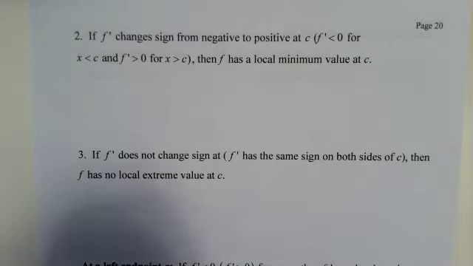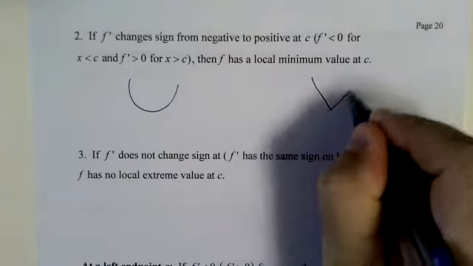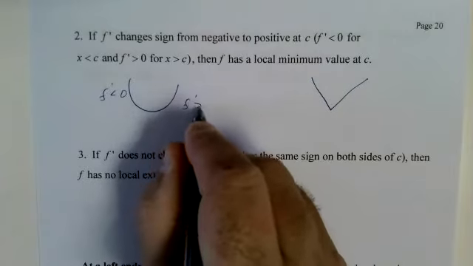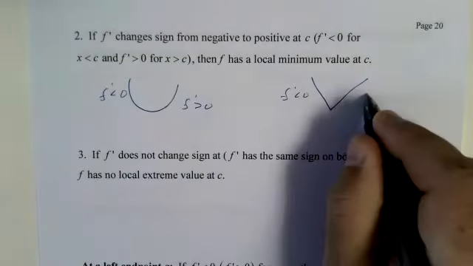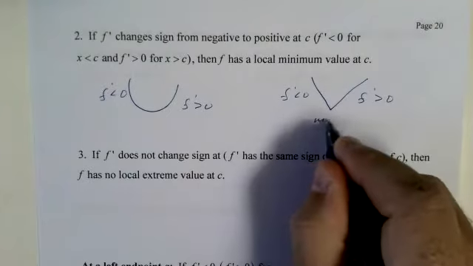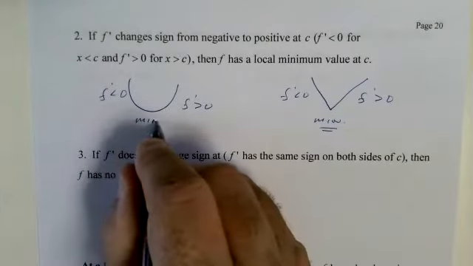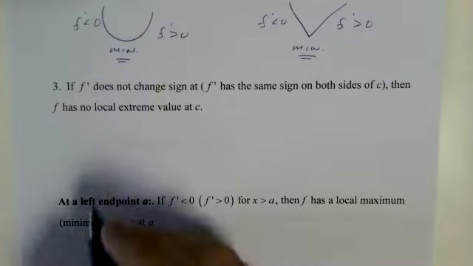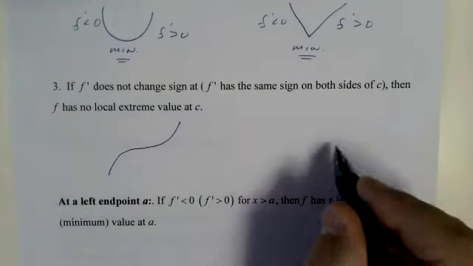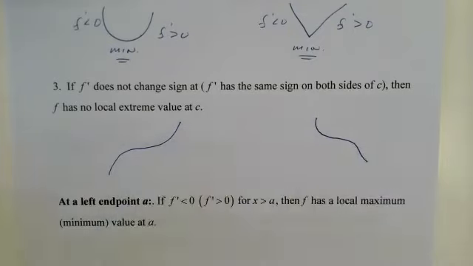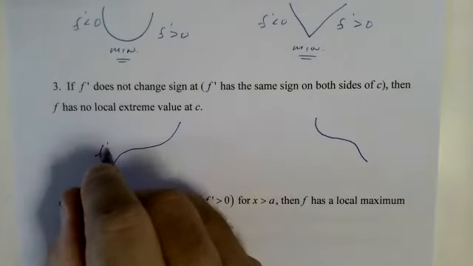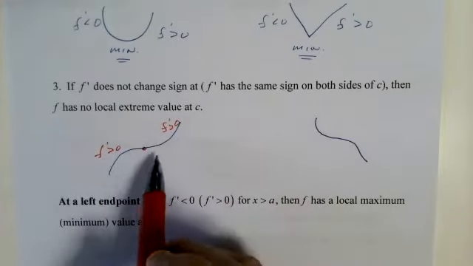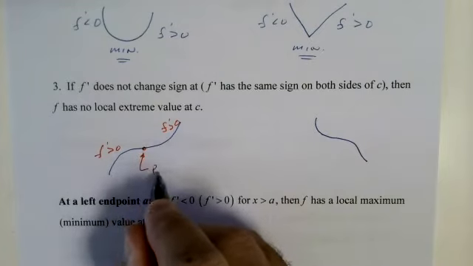So now the flip side, and again, I'll do it as a corner this time. Derivative is less than 0. Derivative is greater than 0. Derivative is less than 0. Derivative is greater than 0. So we have a min. And then if it doesn't change sign, so here the derivative is greater than 0. Here the derivative is still greater than 0. So that's not a max or min, but it is a point of inflection.